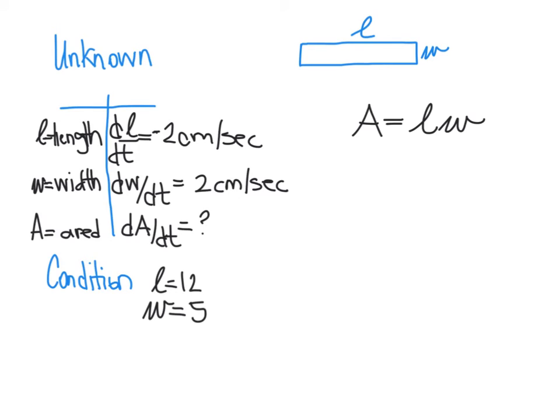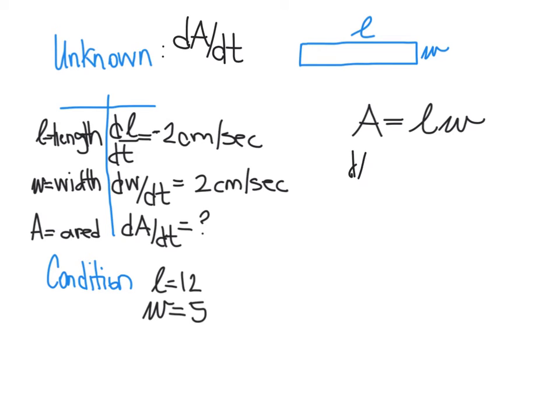Okay, so now let's check your work and see how you did. You can see at this point I've just written down all of the facts. Make sure you have all of your facts known. I forgot to write, though, the unknown. The unknown is we're trying to find the change in area over time. Okay, so it's the area of a rectangle, so that's length times width.